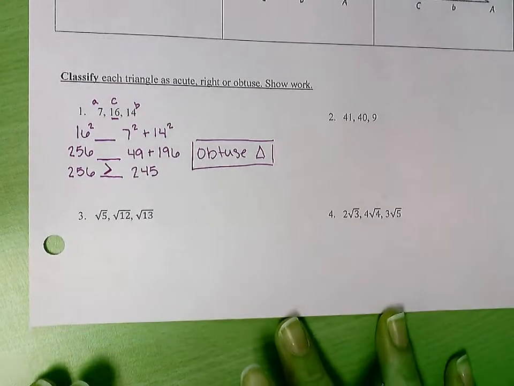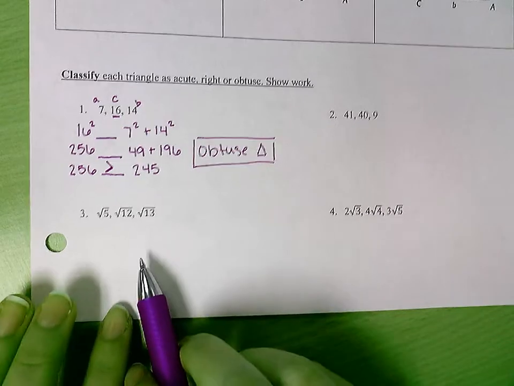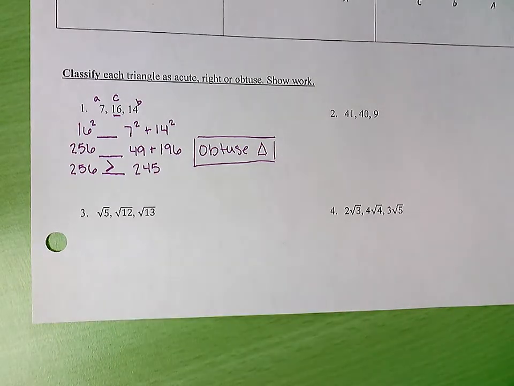All right, I'm going to skip down to number 3 here. This one has square root symbols, right? So I need to know which one of those is the greatest number. If you can't figure it out by looking at it, you can always plug those into your calculator to see which one is greater.